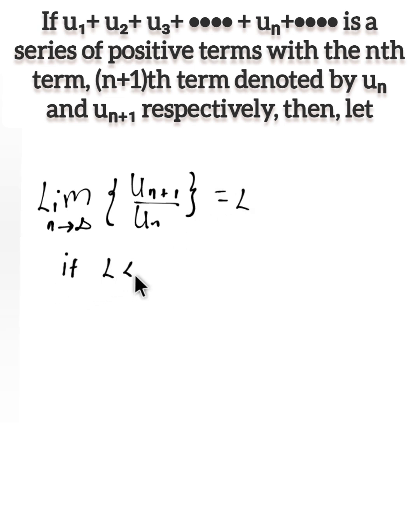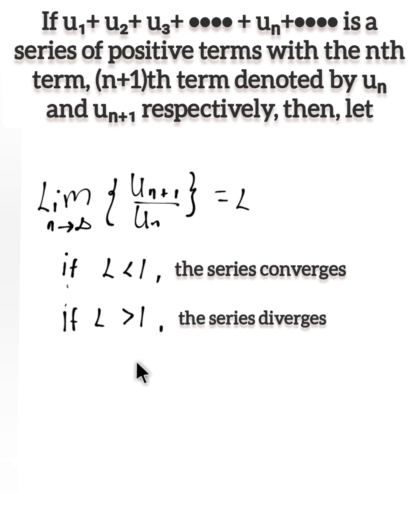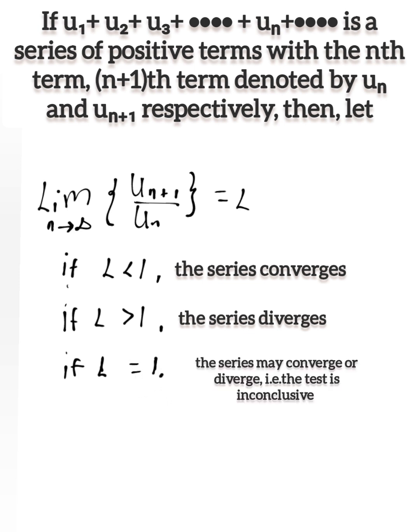If L is less than 1, then the series converges. If L is greater than 1, then the series diverges. If L is equal to 1, the series may converge or diverge. That is, the test is inconclusive. So when L is equal to 1, we are not certain whether it diverges or converges by the d'Alembert ratio test. Now let's take some examples.